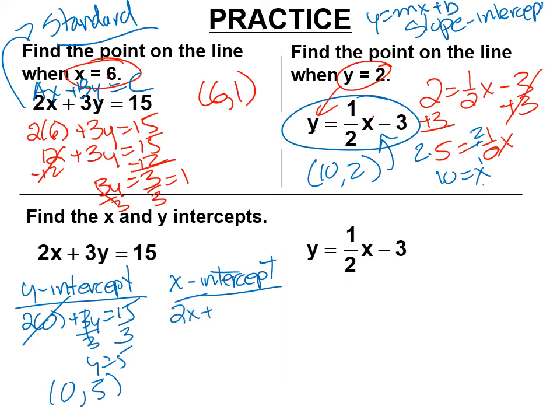X-intercept. For the x-intercept, you make the y-coordinate equal to 0. That crosses out. Divide both sides by 2. So you can leave 15 halves normally, but that's 7.5, right? Because 14 halves is 7. So the x-intercept is (7.5, 0), halfway between 7 and 8.